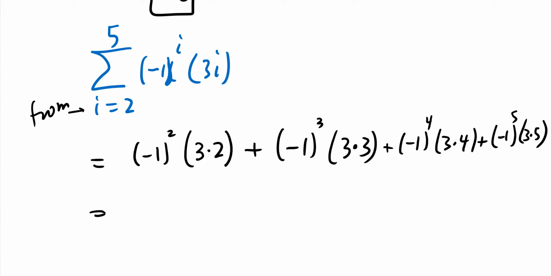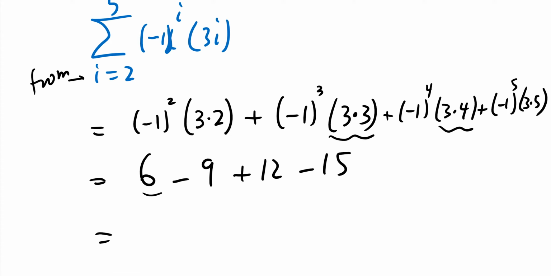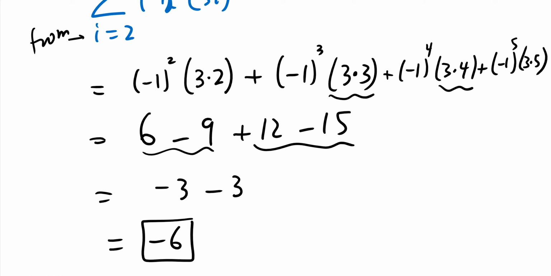Negative 1 squared is 1. So 3 times 2 is 6, times 1, 6. This is 9 times negative 1, minus 9. 12 times this is plus 12, minus 15. This is negative 3, and this is another negative 3. So that gives us a sum of negative 6. Notice the sum could be positive, could be negative, could be 0, could be decimals, fractions, it doesn't matter. It doesn't have to always be positive.